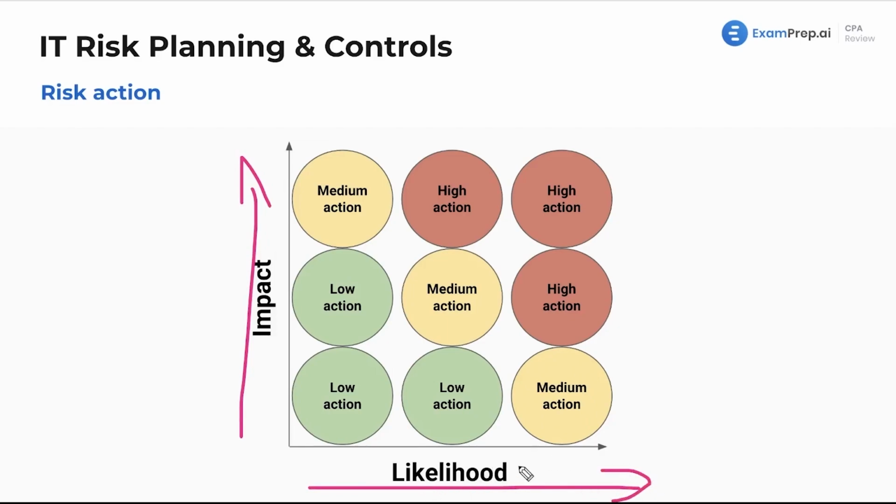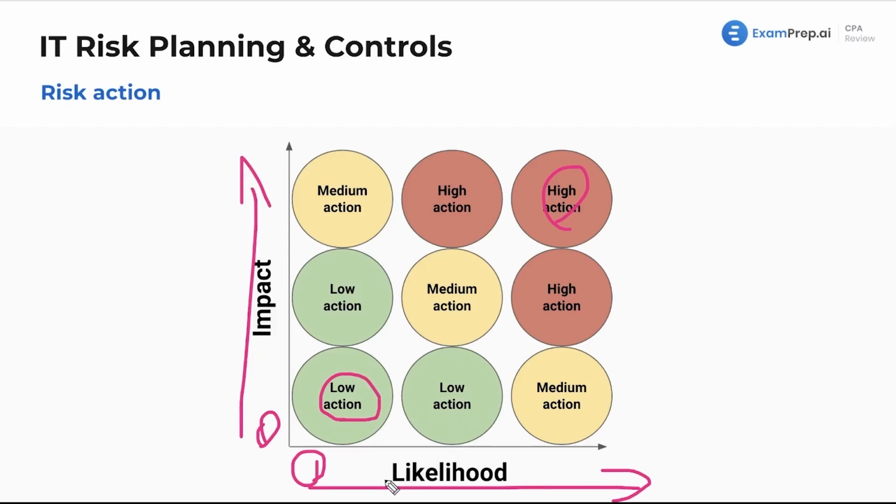Well, if the likelihood is 100% that, let's say, a tornado is going to hit, and the impact would be complete devastation, it would destroy our business, we should probably take some significant high action. If the likelihood is zero that a tornado is going to hit our business, and the impact would be zero because it doesn't matter, we work remote or something like that, then low action. Let's probably not do anything about the tornado. That is not going to happen and wouldn't affect us.